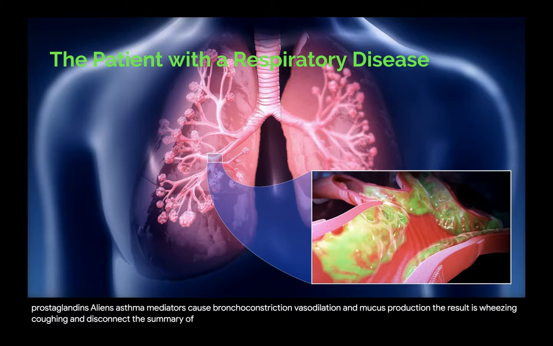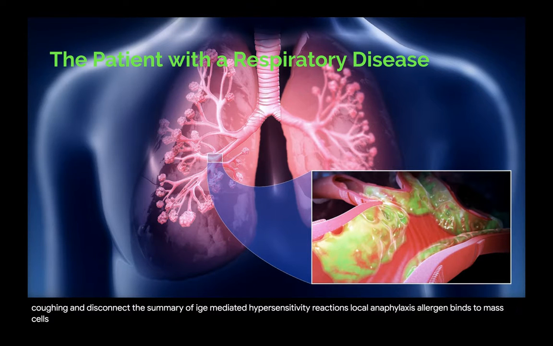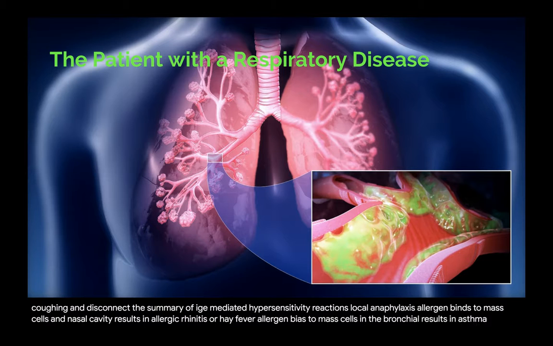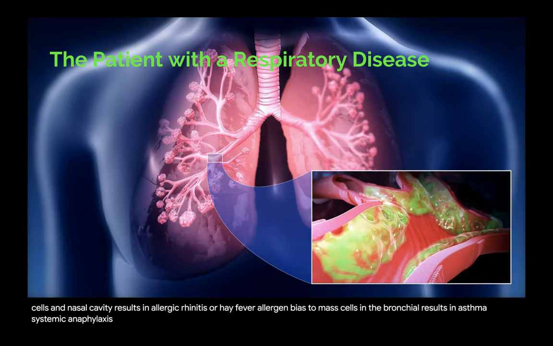The summary of IgE-mediated hypersensitivity reactions. Local anaphylaxis: allergen binds to mast cells in the nasal cavity, resulting in allergic rhinitis or hay fever. Allergen binds to mast cells in the bronchioles, resulting in asthma. Systemic anaphylaxis: an allergen such as penicillin, bee venom, or a food substance binds to mast cells throughout the body, resulting in a reaction sometimes referred to as anaphylactic shock.